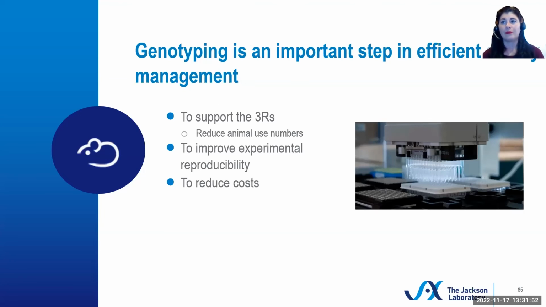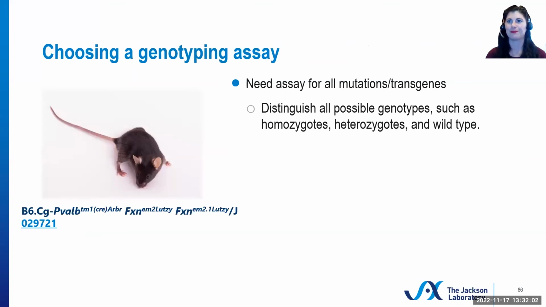Genotyping is important because it promotes accurate breeding and more reliable experimental cohorts, as well as prevents costly mistakes that decrease experimental reproducibility. When choosing a genotyping assay, it is important to choose an assay that will genotype for all the mutations or transgenes and can distinguish between all the genotypes that you might have.